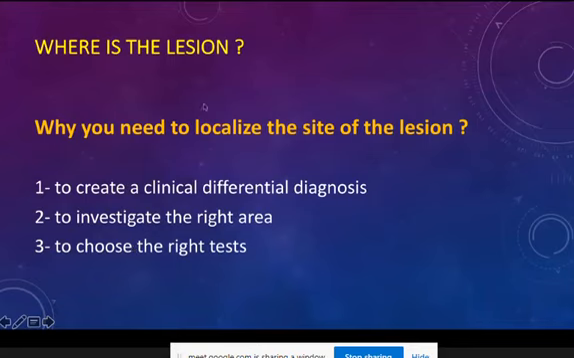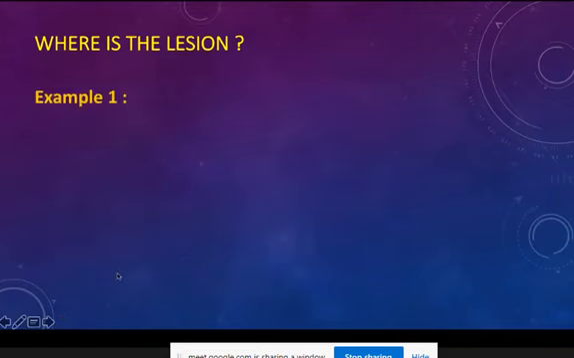The purpose of localization: when you localize the lesion, you will be able to use the right test to create a differential diagnosis and to investigate the right area. It's very important. If you don't examine the patient, you will not be able to investigate the right area. And you have to choose the right test according to the cause.